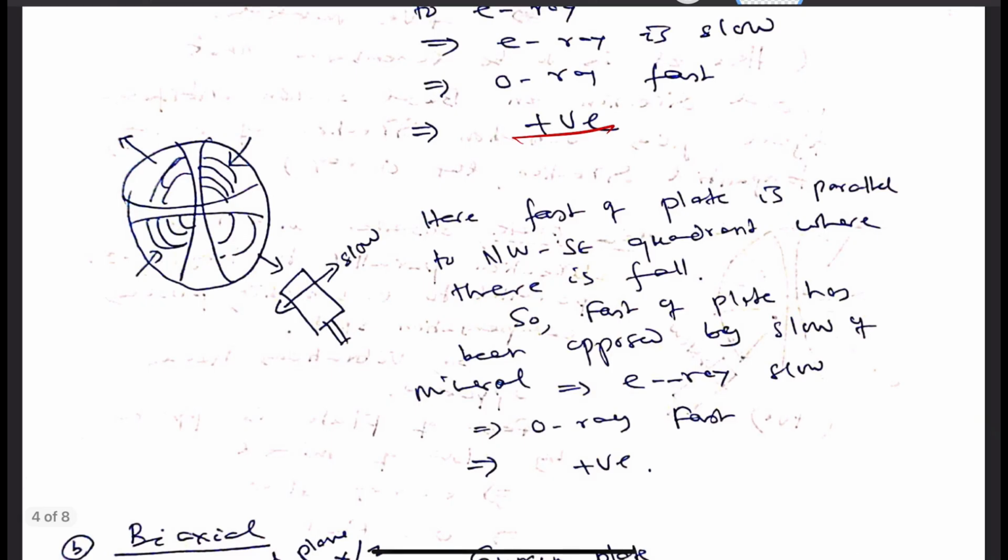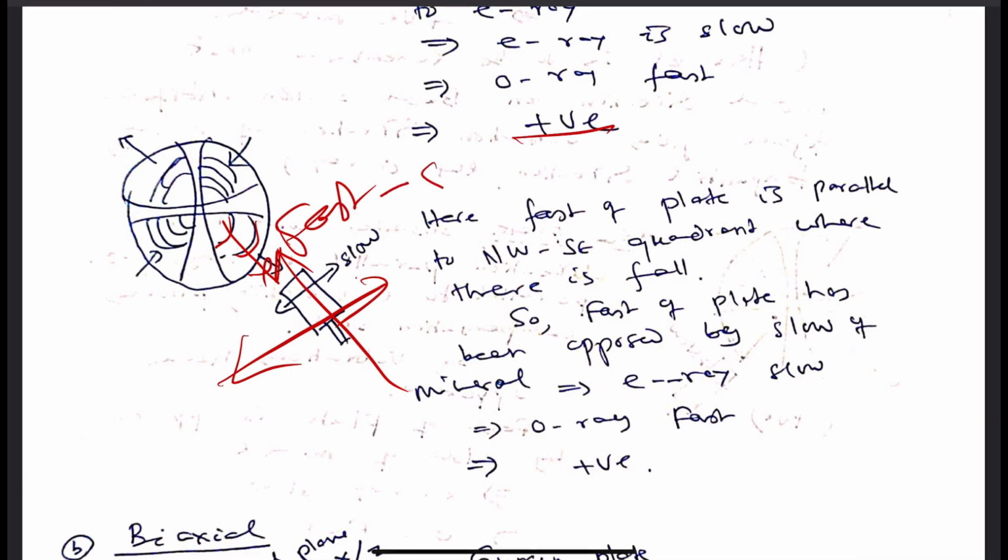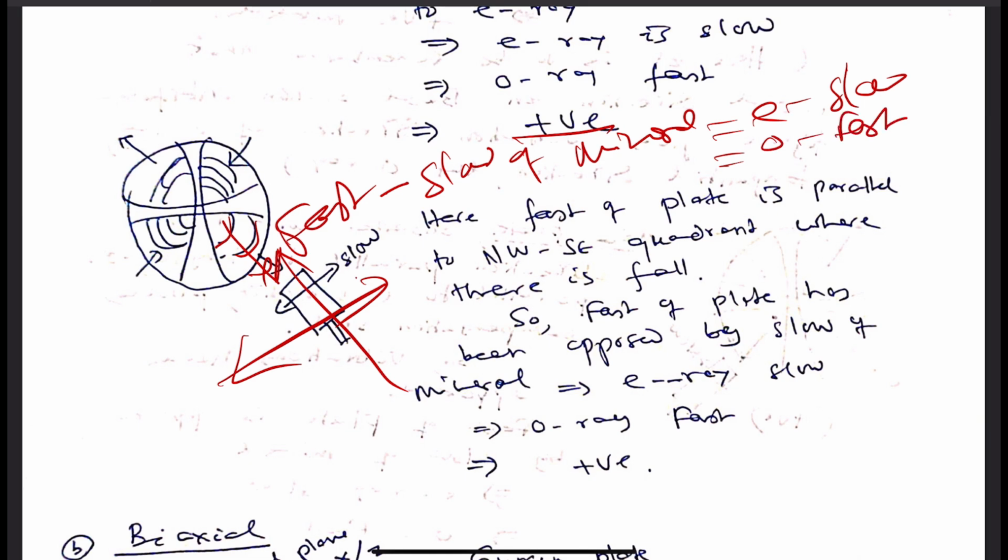And if we have taken this direction as slow, then this pushing direction is fast. So it is parallel to E. Here there is fall. So the fast of the plate must be coinciding with the slow of the mineral. Slow of mineral means E slow. That means O fast. That means positive.